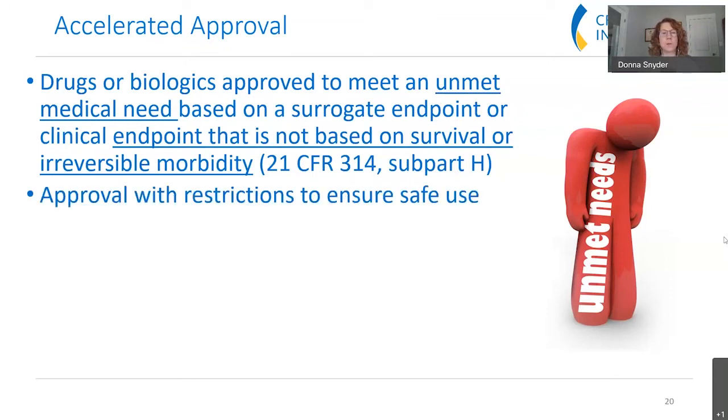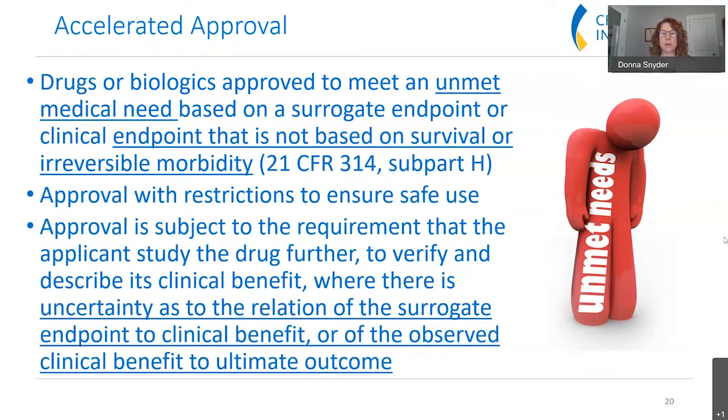When something is approved via accelerated approval, it's approved with restrictions to ensure safe use, and the approval is subject to the requirement that the applicant study the drug further to verify and describe its clinical benefit where there is uncertainty as to the relation of the surrogate endpoint to clinical benefit or of the observed clinical benefit to the ultimate outcome. So this is just a little bit more about accelerated approval.